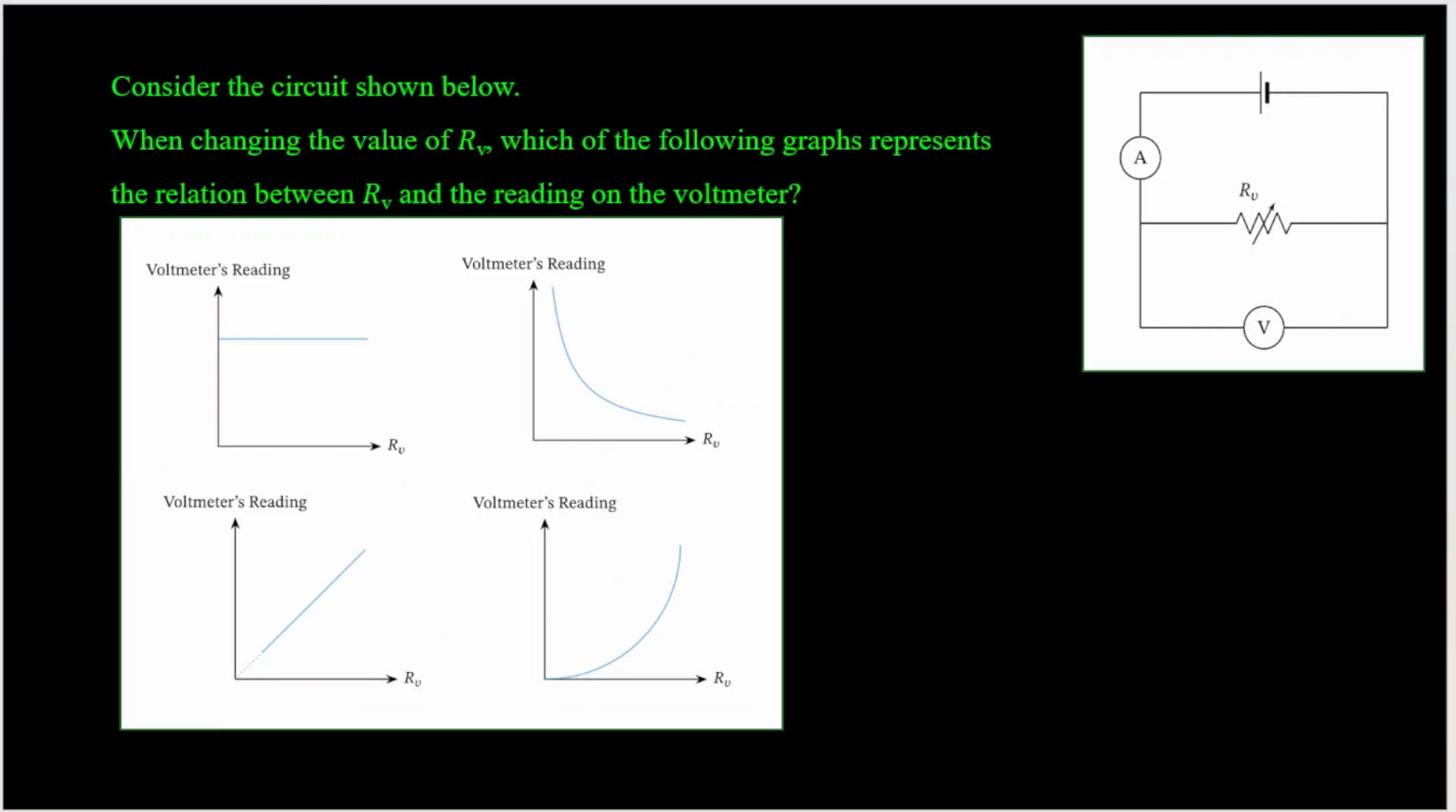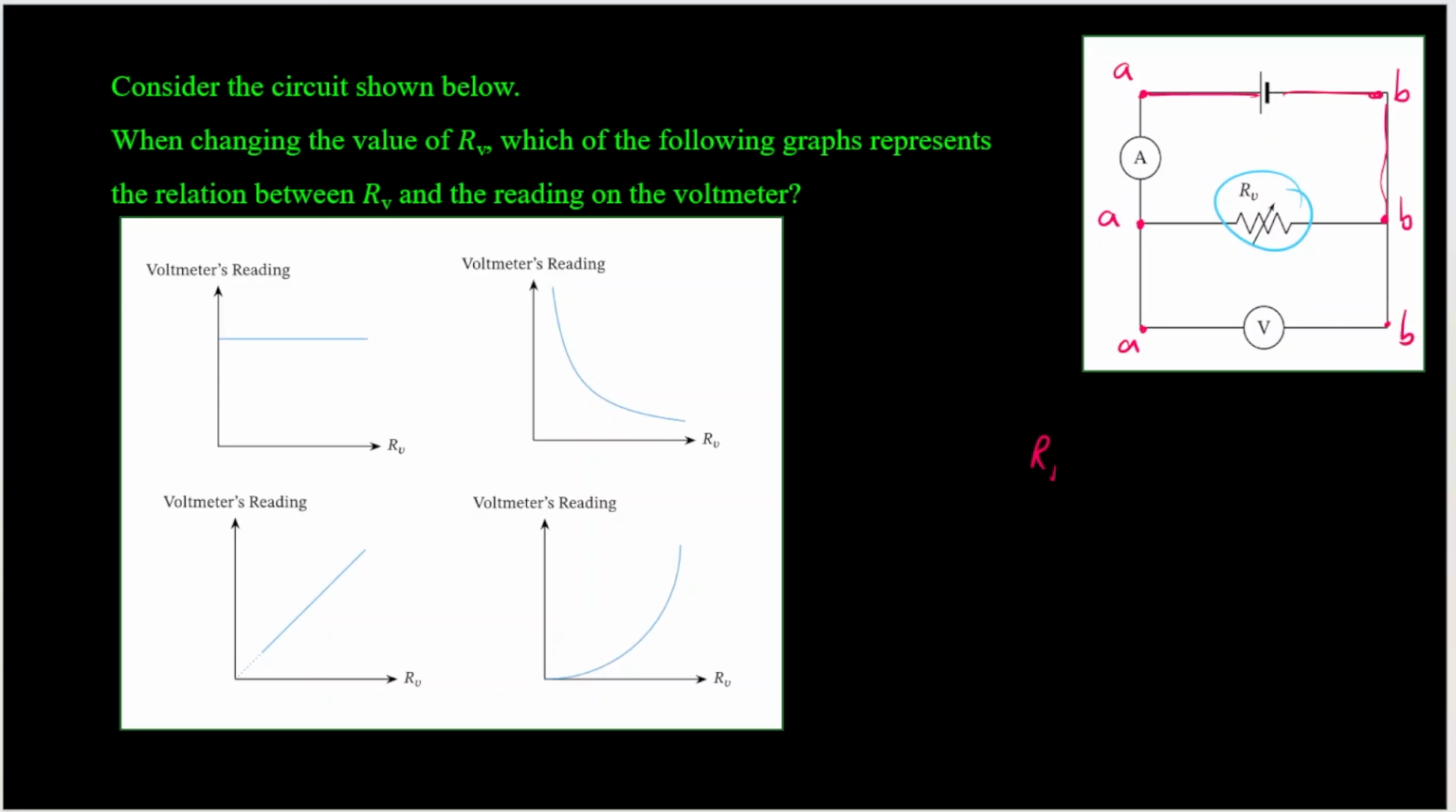We have another question. Consider the circuit below. When changing the value of RV, the variable resistance, which of the following graphs represents the relation between RV and the reading of the voltmeter? As we said before, this point has a potential. I will call it A. This point has a different potential, which I call B. A, after passing by the ammeter, the potential will not change. This is an empty wire, so it will be kept constant. This will be the same potential as B, and also this one.